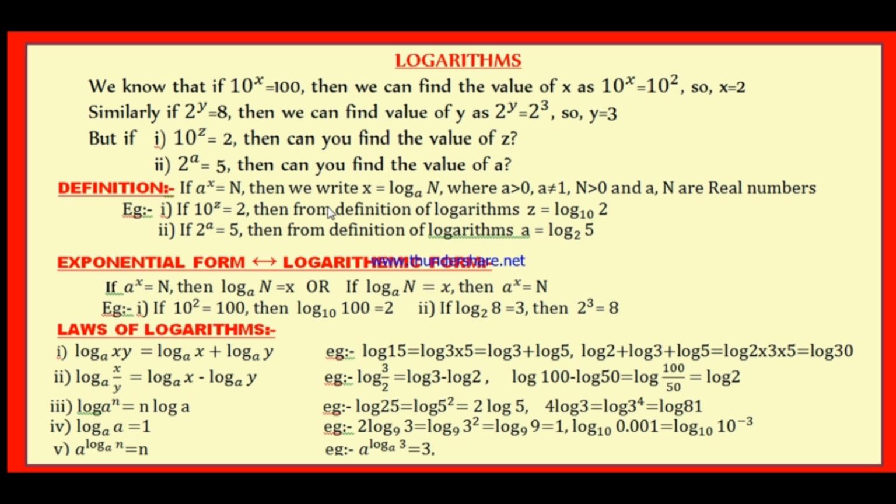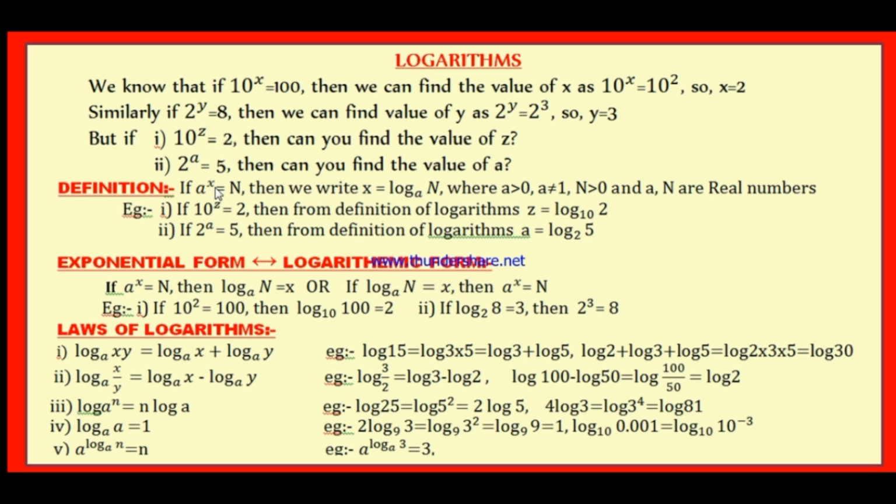But by using logarithms, if 10 power z is equal to 2 is the given equation, then you can say that the value of z is equal to log 2 to the base 10. You see here, if a power x is equal to n, means 10 power z is equal to 2. Our given equation 10 power z is equal to 2 is in the form of a power x is equal to n, where a is equal to 10, x is equal to z, and n is equal to 2.